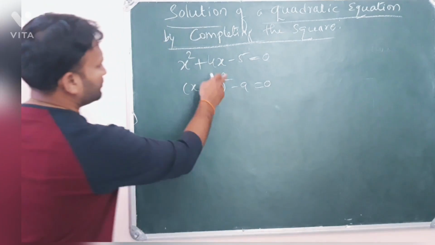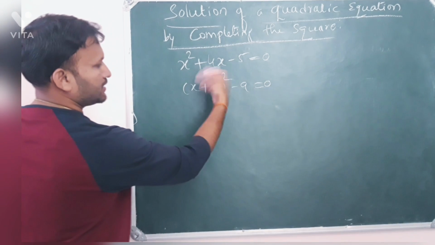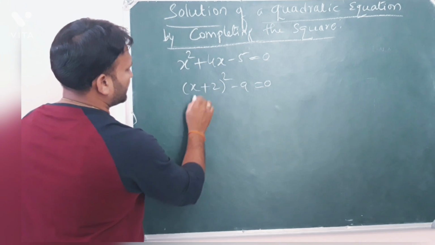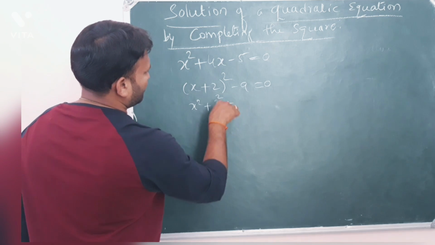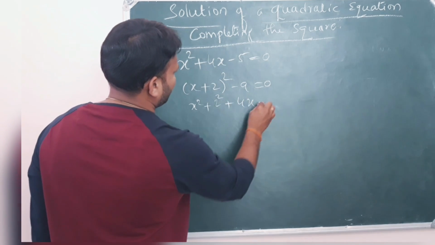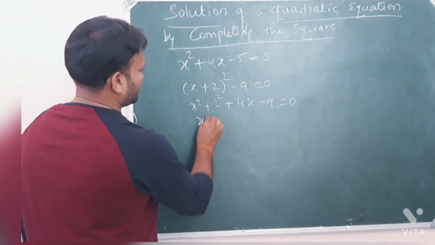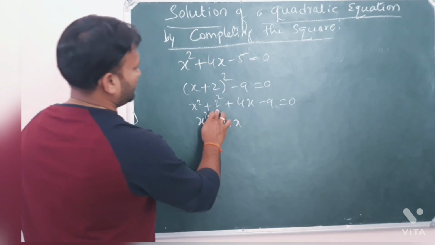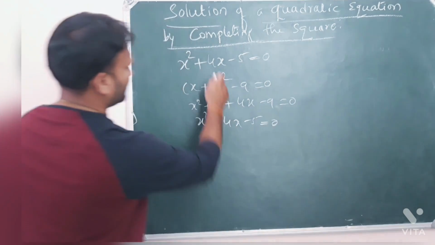How is it (x plus 2) whole square? If I just derive this, if I just solve this, you will get x square plus 2 square plus 2ab, that is 4x, minus 9 is equal to 0. Here it is x square plus 4x plus 4 minus 9 minus 5, isn't it?